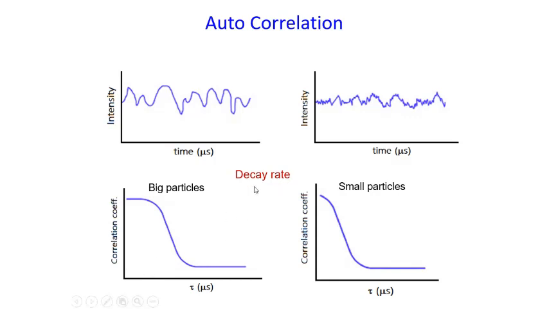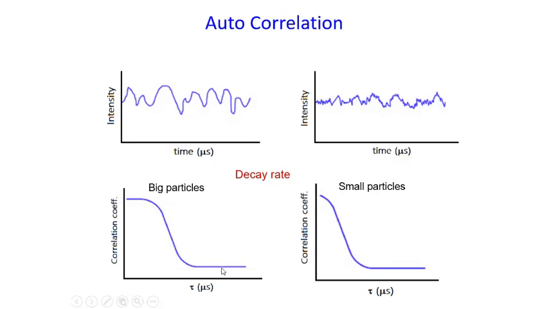So it's about the decay in the correlation, or the decay rate, that we are talking about. And we have already seen that the frequency of intensity fluctuations for the bigger particles is smaller compared to that for the smaller particles. And therefore, the decay in the correlation will be slower in case of the bigger particles.